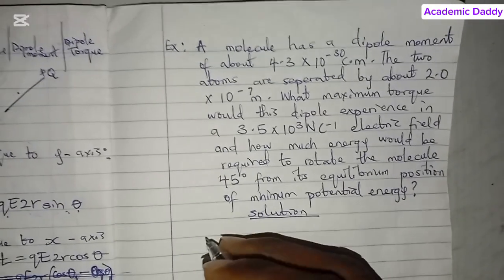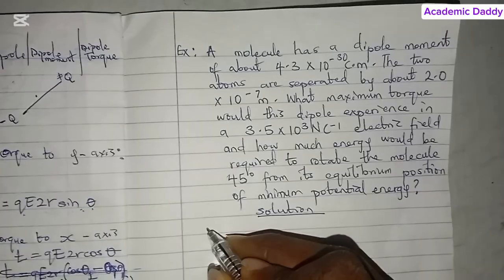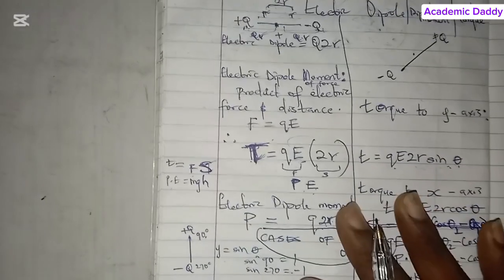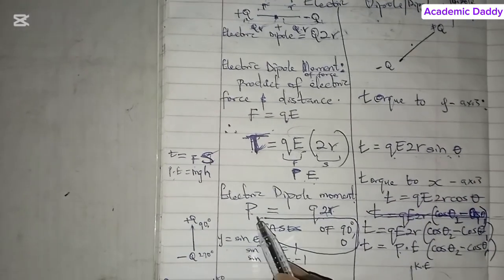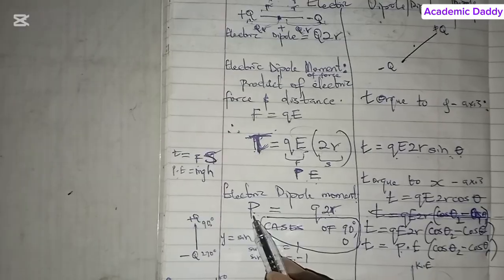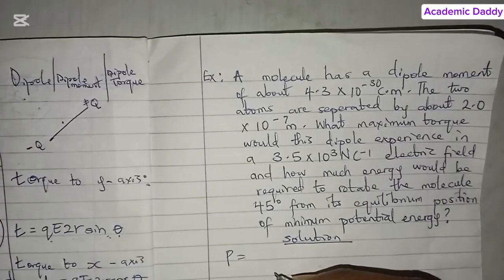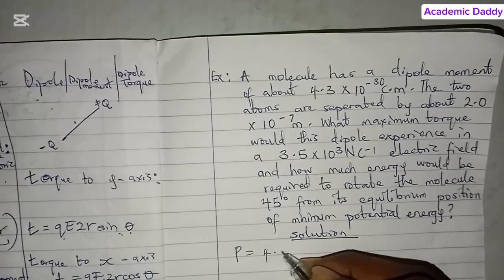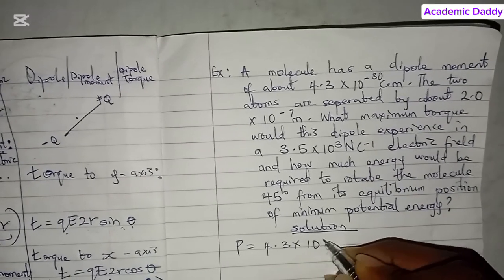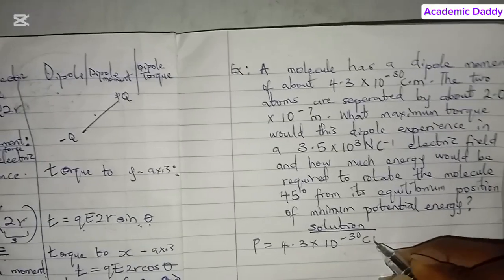So the molecule has a dipole moment. Remember I told you that the dipole moment is P. Do you remember dipole moment P? So they gave it to me. P is equal to, always first write what you are given, then you make a sketch: 4.3 times 10 raised to the power minus 30 coulomb meter.